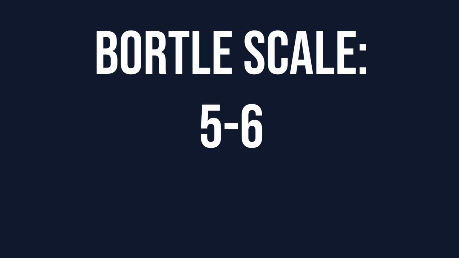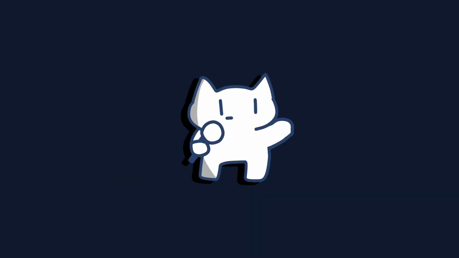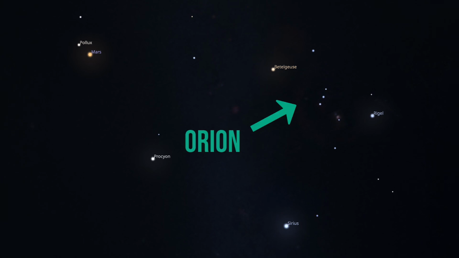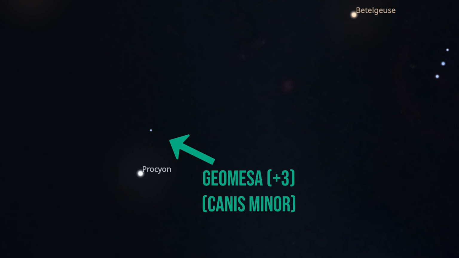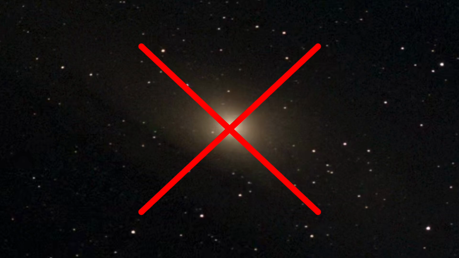Bortle scale, 5 to 6. Meaning, a suburban glow. If you're lucky enough to live in the suburbs, the night sky starts to regain some of its charm. Bright constellations like Orion or Scorpius will stand out, and stars down to magnitude 3 or 4 might be visible. However, don't expect to see much detail in nebulae or galaxies without a telescope.